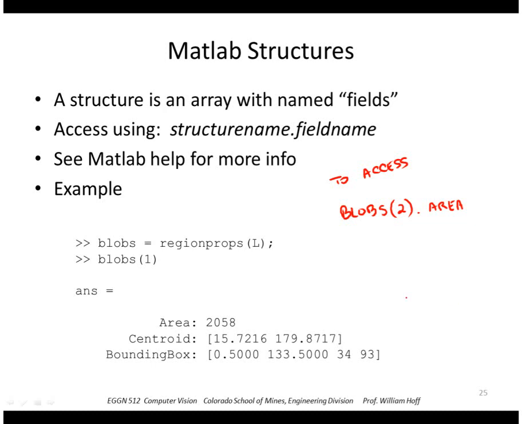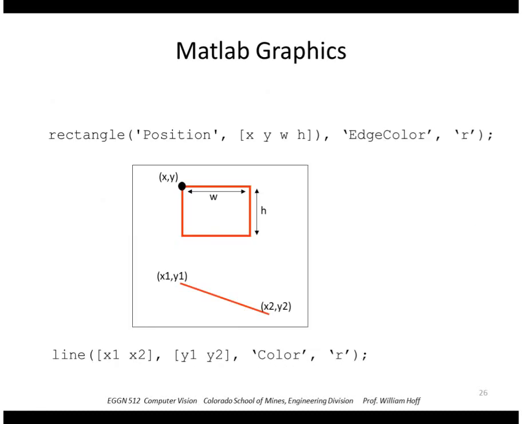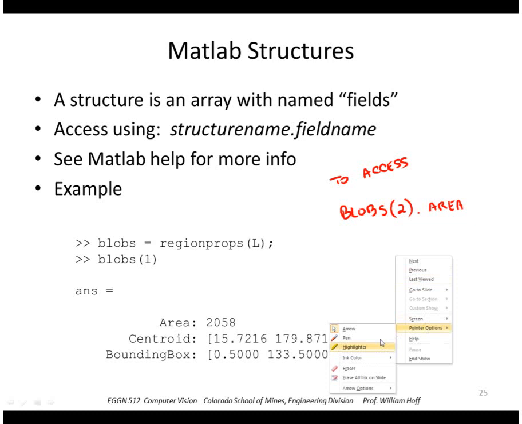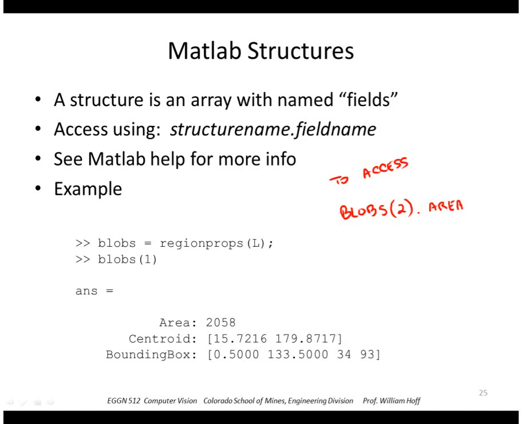Oh, and let me point out the centroid and the bounding box. The centroid is the xy location. So this is a two-element vector where this is the x, or horizontal position, and this is the y, or the vertical position.